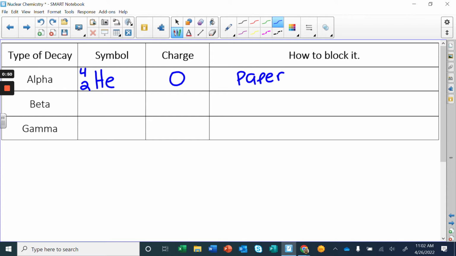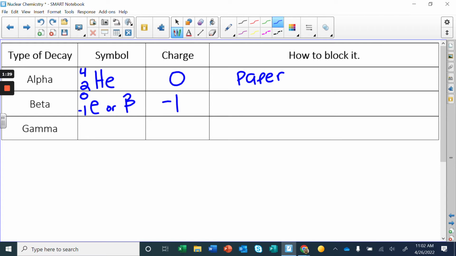And then we have beta decay or beta radiation. So we have our symbol for beta. A beta decay is electrons. So we have our symbol for an electron. Electrons have no mass, so 0, but they have a -1 charge. And we can do an E for electrons, or you can have the beta symbol for beta. Since it is an electron that is leaving, and electrons have a -1 charge, the charge for this particle is -1.